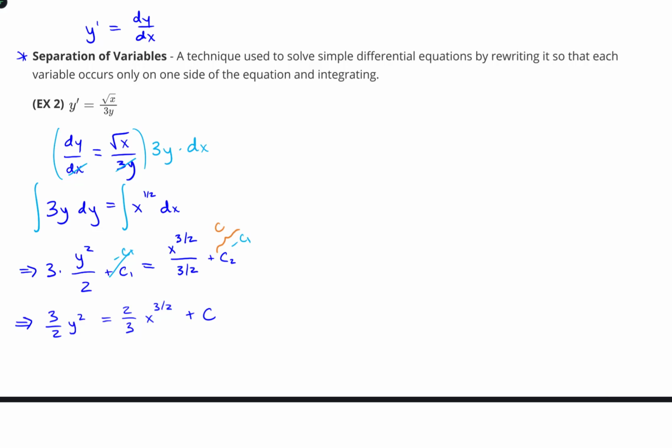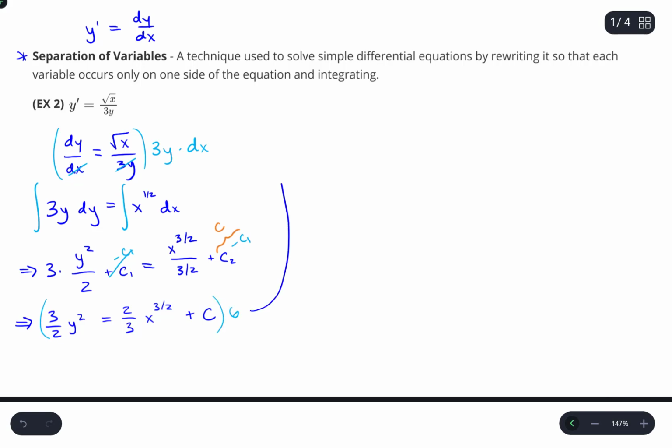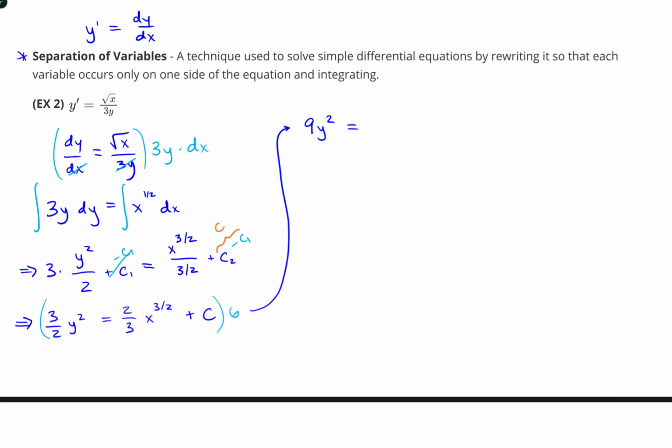if I multiply both sides of this equation by 6, then what would happen, come up over here, is I would end up with 6 times 3/2. I'm just basically choosing 6 to get rid of the denominator. So 6 divided by 2 is 3. 3 times 3 is 9. So I could write this as 9y squared equals, then 6 times 3 is going to be 2. 2 times 2 is 4, so this would be 4x to the 3/2.